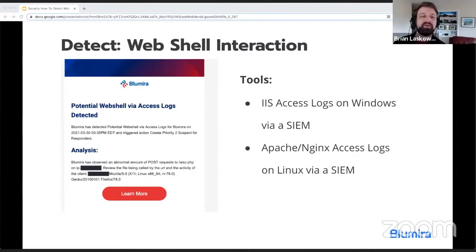Correct. Yeah, you can see in our alert on screen here that for this test, I was using the WSO.php web shell, which is actually a commonly available web shell of Russian origin. In my testing here, that exact thing. So we identified, using Blumira, that there was a ton of POST requests going to this particular file path on our server, and that's what we used to trigger that alert.